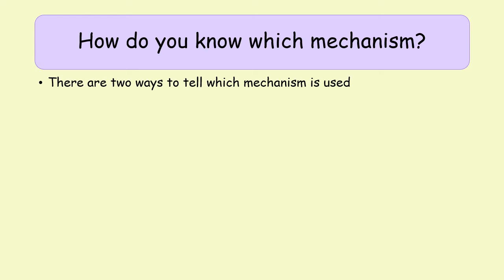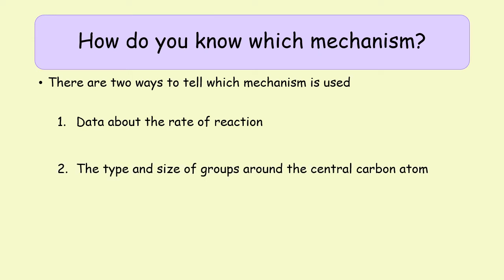So how can you tell which mechanism will happen? There are 2 ways. The first one can be if you're told about the rate of reaction, that's been determined experimentally, you can say if it's a first order reaction, it must be SN1. If it is a second order reaction, it must be SN2. That's straightforward. You're not always going to have access to rate data, in which case you have to judge it based on the type of haloalkane, whether it is primary, secondary, or tertiary.